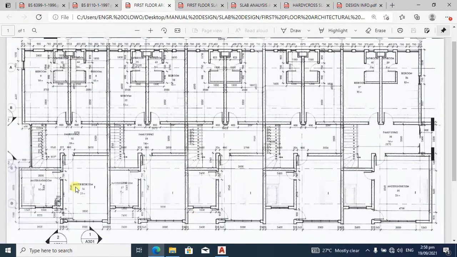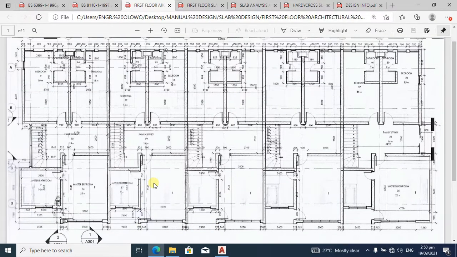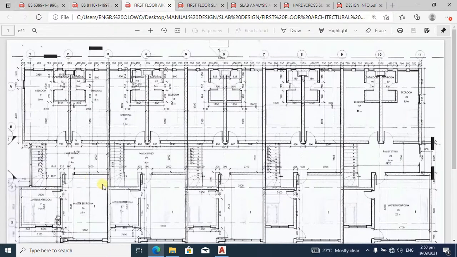In this lesson, we will not go into the general arrangement preparation. I want to assume all the participants know how to prepare the general arrangement plan. So in this class, we are going to go straight to the point, and we will be starting with the design of a slab in 2-way direction.